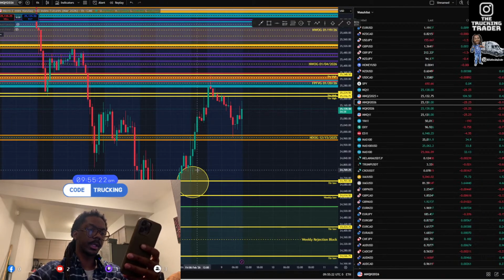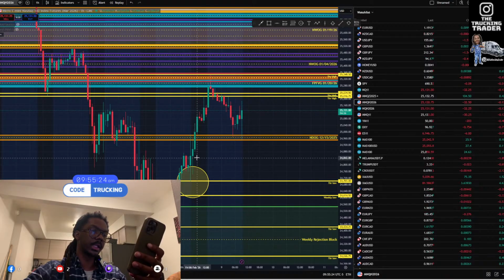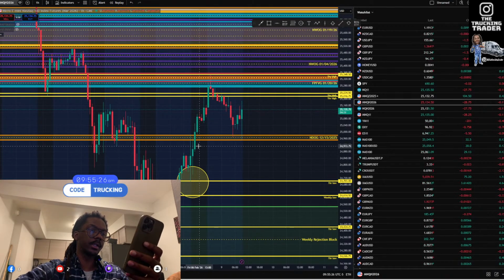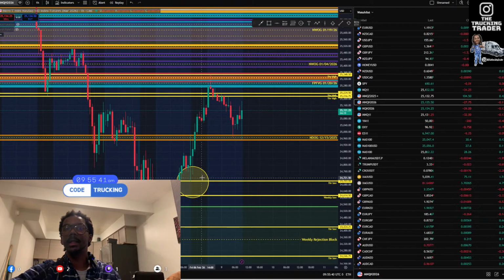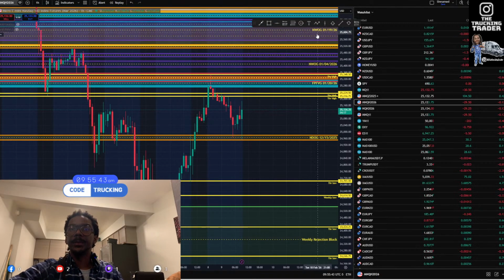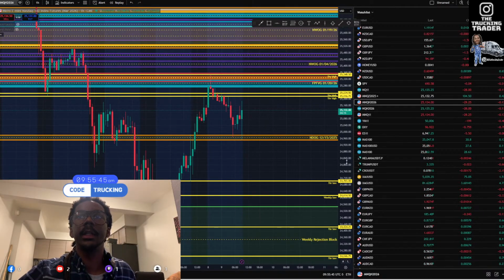Economic calendar, we don't have no red folder news today. Tomorrow we have an 8:30 red folder event. Wednesday we have another 8:30 red folder event. Thursday, same thing, 8:30 red folder event, and then same for Friday, right? Friday is CPI. So let's see what the market gives us today.